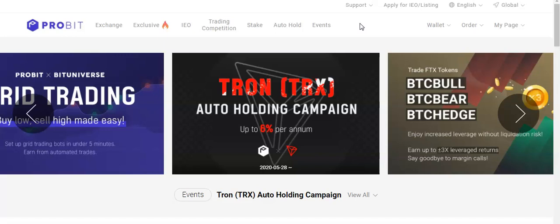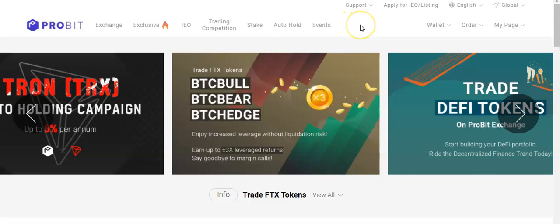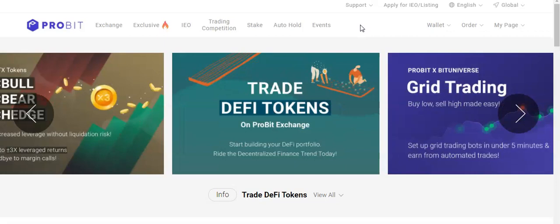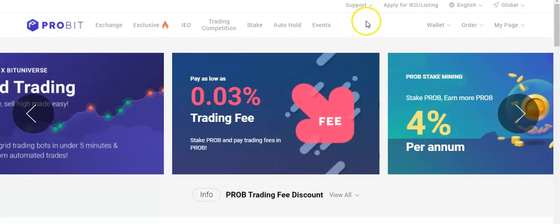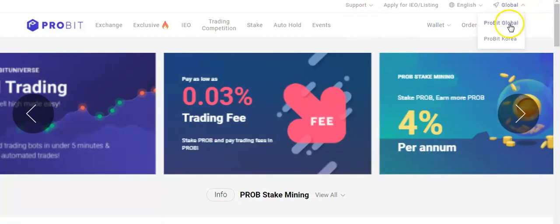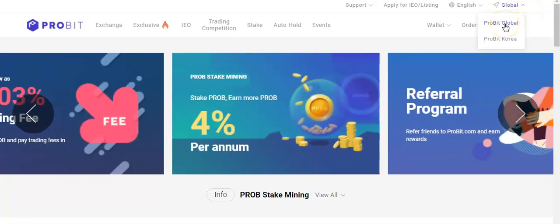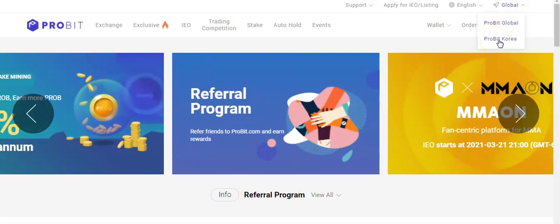whoever is interested in joining Probit to start trading not only our proprietary tokens, UME and EFT, but as well as any other token that's available on this very famous Korean exchange. To start off with, if you haven't selected your choice when you logged in, here you can toggle between Probit Global, where I'm on right now, and you can also switch over to the Korean Probit in Korea.